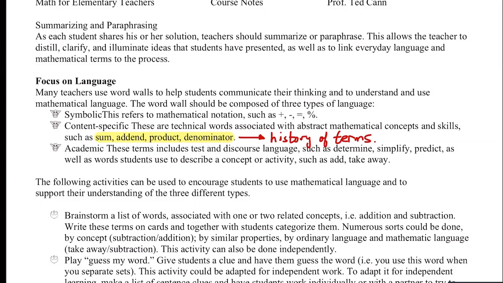All right. The academic, these terms include test and discourse language, such as determine, simplify, predict, as well as words students use to describe a concept or activity such as add or take away, right? So the add and take away, those are the ordinary everyday language, but then the simplify, predict, and determine and stuff like that, that's the formal assessment language, right? So if I tell a student to simplify, I'm asking them to take whatever I'm giving them and break it down into simpler terms, right?